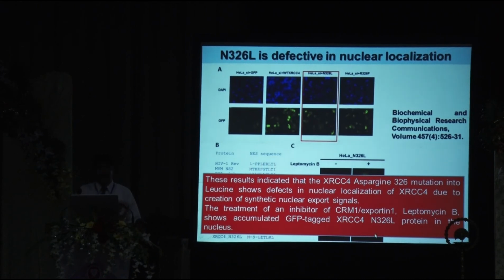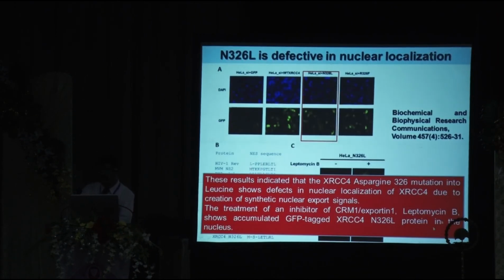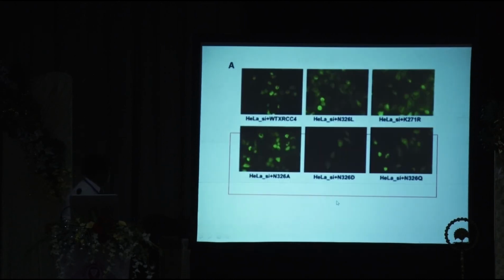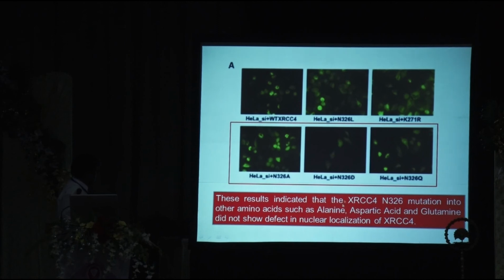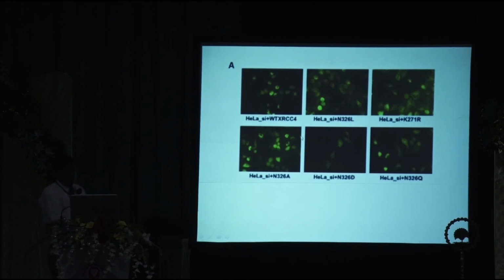And when we gave leptomycin B, which is the inhibitor of exportin 1 and CRM1, that is nuclear export signals, this treatment could not export the XRCC4 from the cells. So here, as you can see, in the case of leptomycin treatment, we could see XRCC4 protein in the cell. But in the earlier one, we could not see XRCC4 protein here. You can see holes here, and in the leptomycin treated cells, we could see XRCC4 protein in the nucleus.